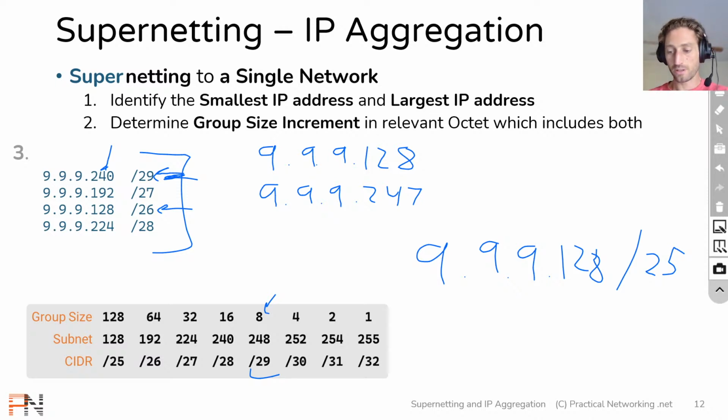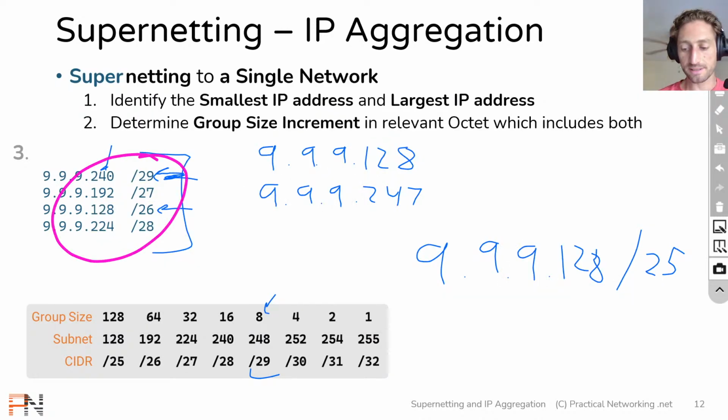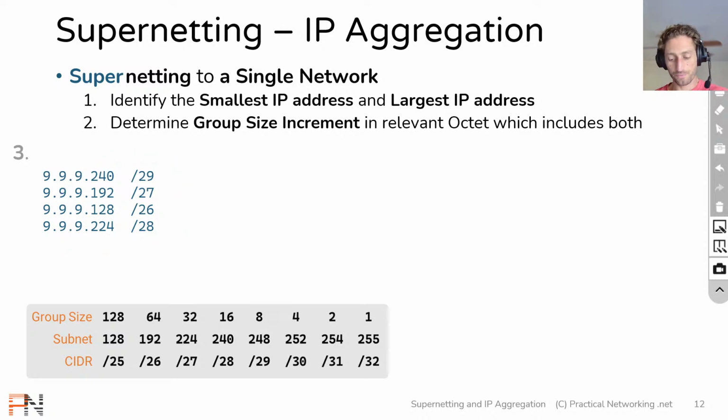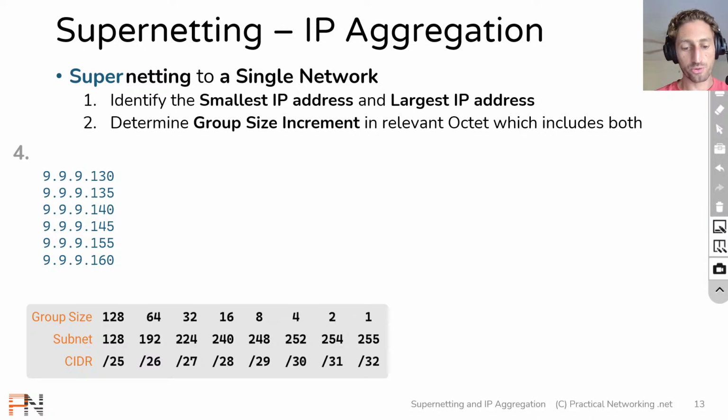Cool. So far, we've been doing problems that involve subnets. But we can also do problems that involve individual IP addresses. The process still doesn't change. No matter what, we're still just going to find the smallest IP and the largest IP and figure out a group size increment that fits both.